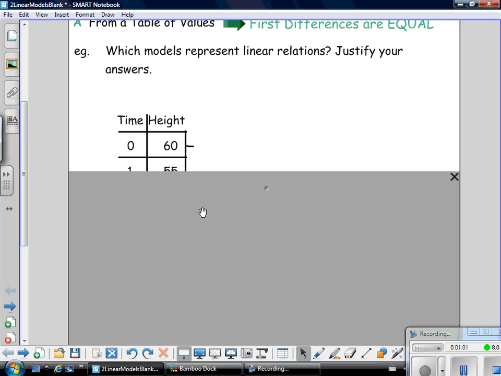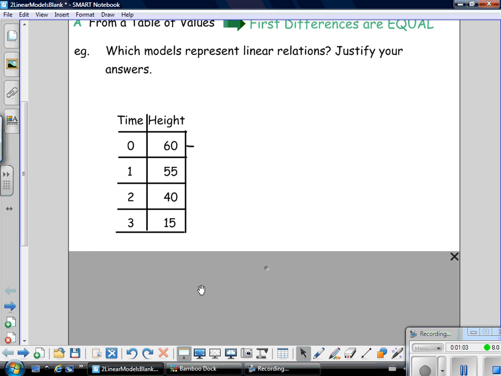So we're starting with this little table of values. Before I can even do first differences, I have to check the left-hand column, and that's important. I have to make sure that these numbers go up an even amount. You can see here they're each going up 1. They don't have to go up 1, but whatever number they go up, it has to be the same amount.